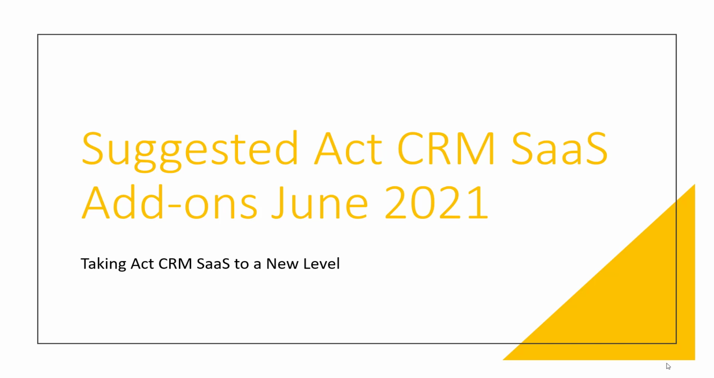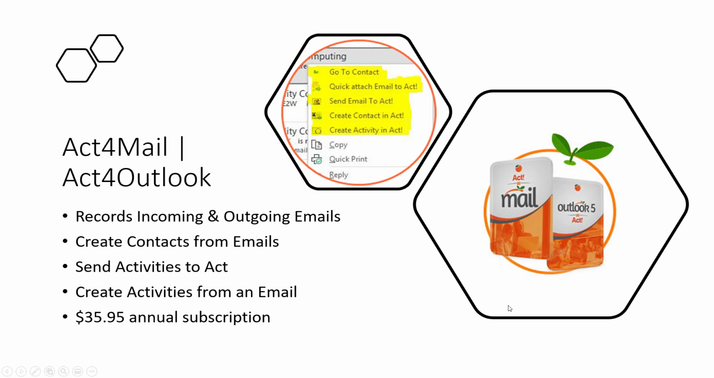The first piece of software is called Act for Mail. And Act for Mail is similar, if you've had experience in the past with a tool for the desktop version of Act called Act for Outlook. Act for Mail is the web-based version of this software. What it does is it allows you to record incoming and outgoing emails. You can create contacts from emails. If an activity is set or scheduled in Microsoft Outlook, you can send that over to Act quite easily. And when you send it over, it just keeps your calendar in sync so your information is in both places.